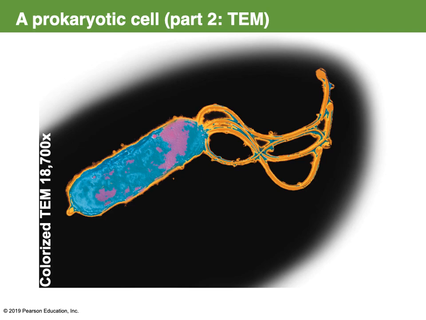And this is just a transmission electron micrograph. So the electrons passing through, you see the internal details of an individual prokaryotic cell. And again, if you look to the left-hand side, you'll see the magnification is 18,700x. So highly, highly magnified. Now let's get back to our eukaryotic cells.